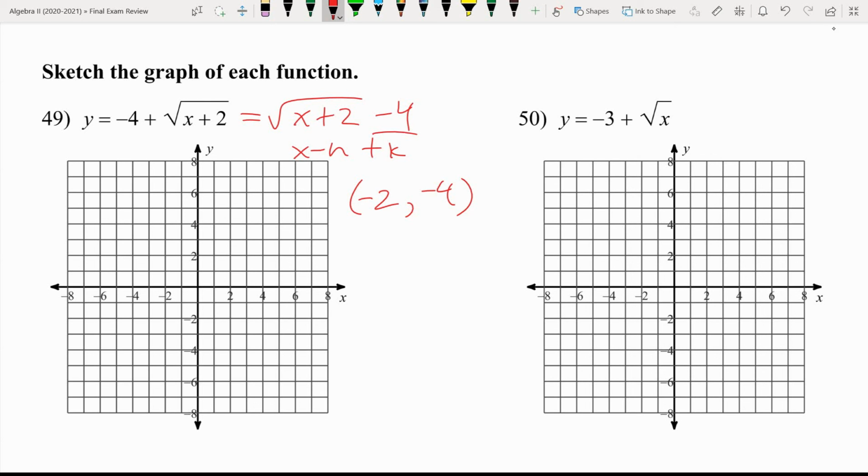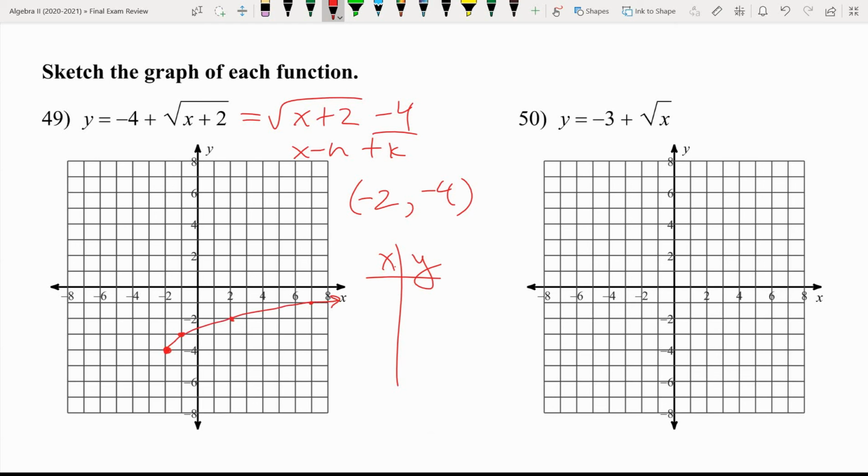You're going to start at negative 2, negative 4 down here. And if you need to plug in a few points to get the rest of it, that's fine, but it's really just a sideways parabola, which means if you're starting at this vertex here, you go up 1 over 1. You go up 2 over 4. You'd go up 3 and over 9. So it's going to have this shape to it.